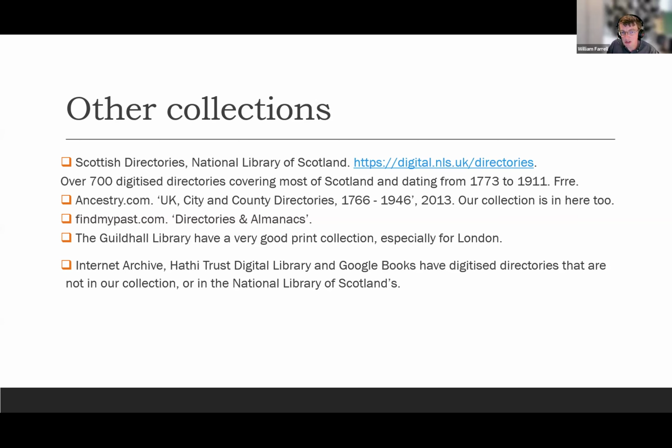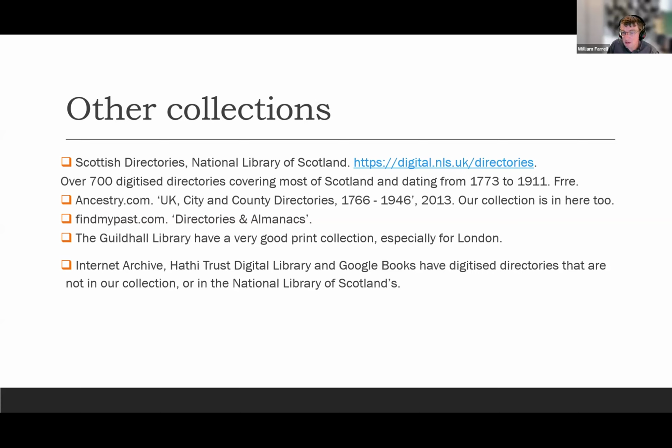If you want Glasgow and Edinburgh or Aberdeen, use the collection that's on the National Library of Scotland website. It's also free to use and download. As I said already, our content is also in Ancestry, and for family historians, for people interested in surnames more generally, you may find the Ancestry collection easier. Find My Past has a similar collection.